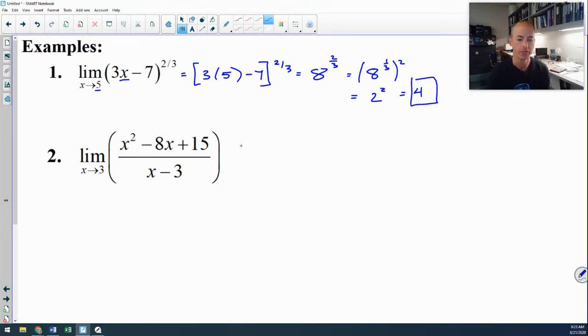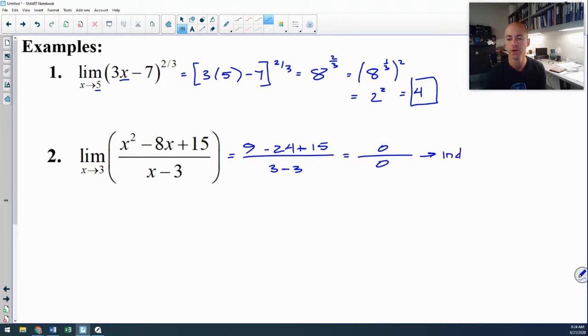Number 2, I'm going to try direct substitution, just like I did with number 1. So we'll see what happens. 3 squared is 9, minus 8 times 3 is 24, plus 15. And then my denominator, we can already look at this and know there's going to be a problem, because 3 minus 3, you can very quickly tell that that's going to be 0 in the denominator. However, you don't want to stop by just knowing that 0 is in the denominator, because the numerator is equally as important. And when you work out the numerator, you get a 0 on top also.